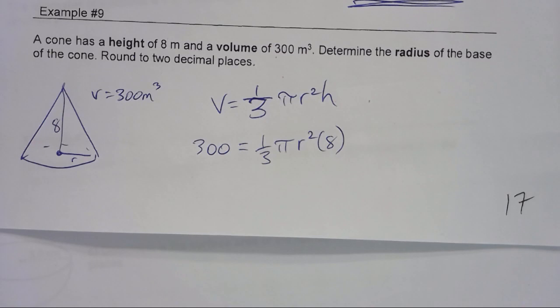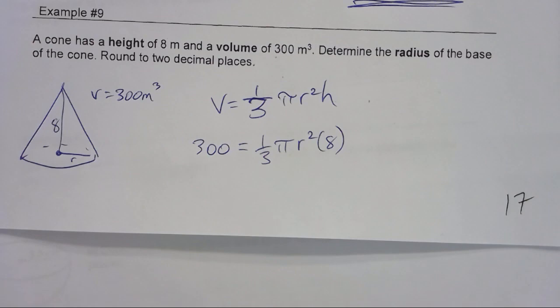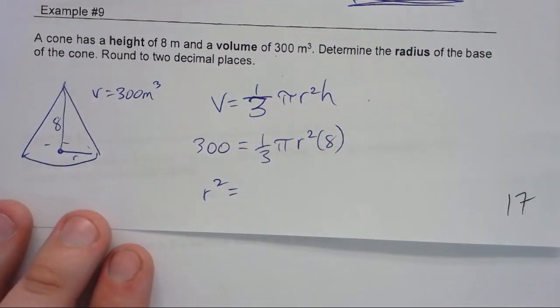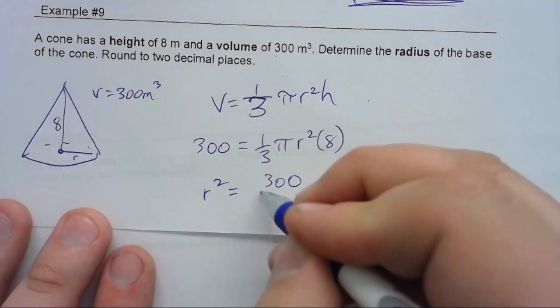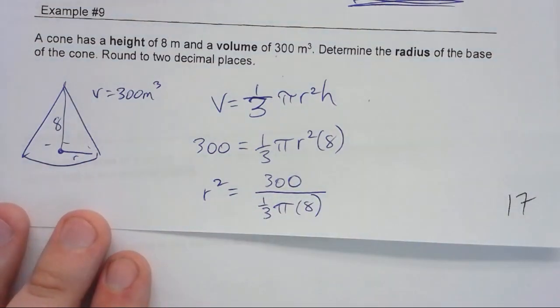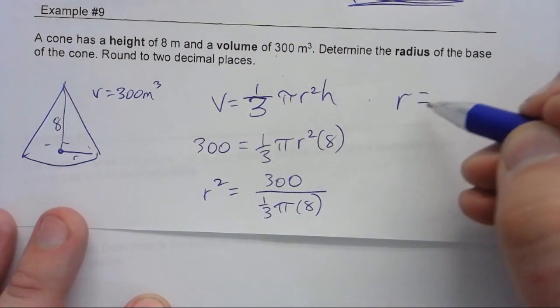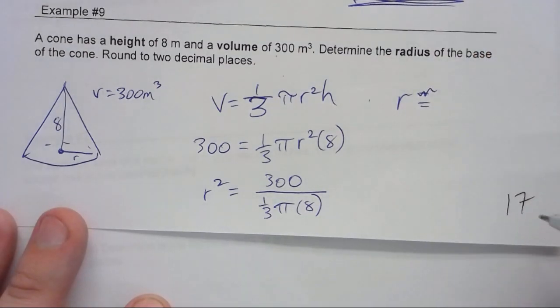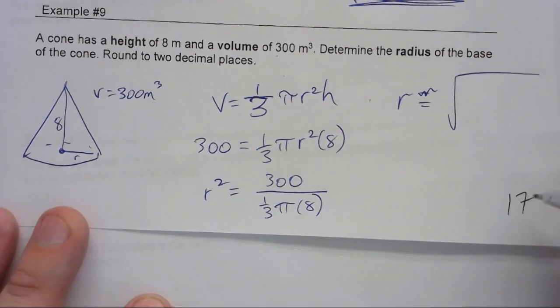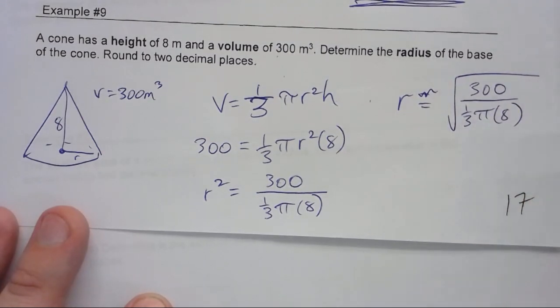How am I going to solve that? Well, I'm going to use algebra. I need to isolate r. What are all these numbers doing to r? They're multiplying. What will they do on the other side of the equation? They'll divide. So r squared is 300 divided by 1/3 times pi times 8. That's not my answer yet, because I don't want to know what r squared is. I want to know what r is. R is equal to the square root of 300 over 1/3 pi times 8.